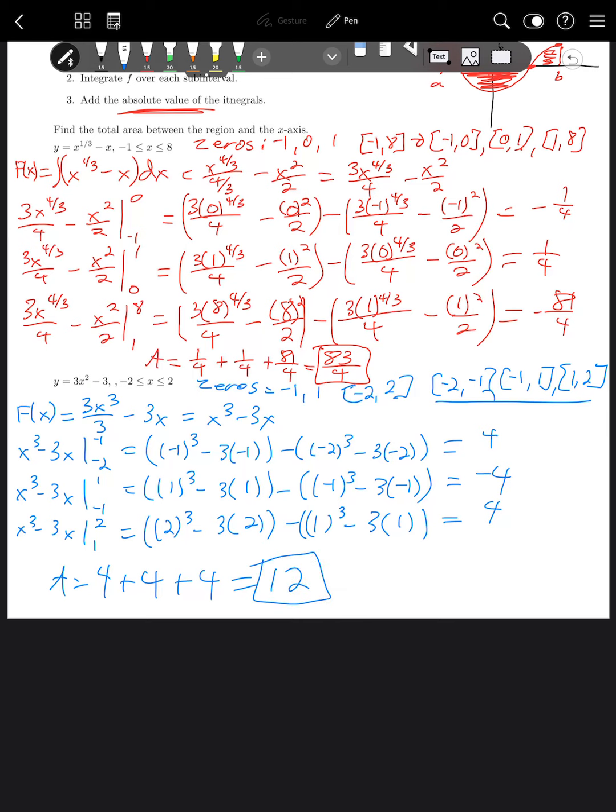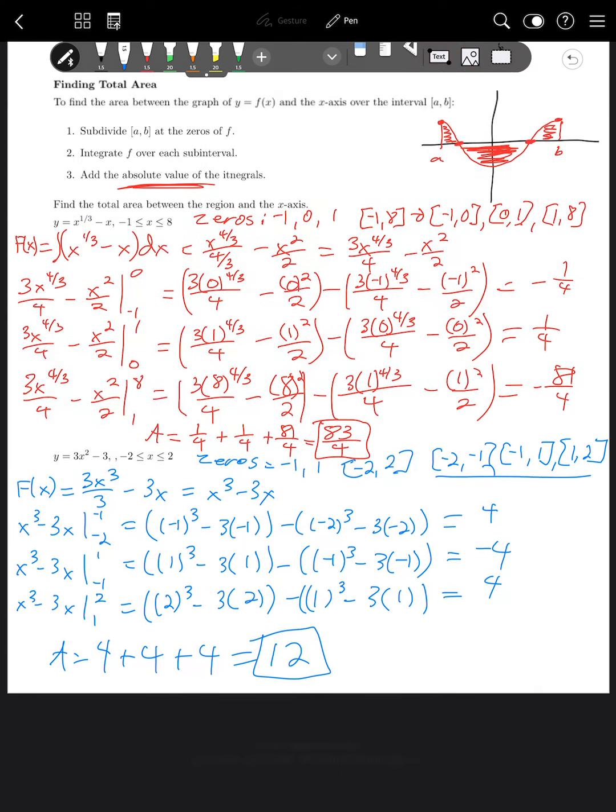And notice this is another example where part of this answer would have canceled out the other part. So that's how we needed to use the absolute values.